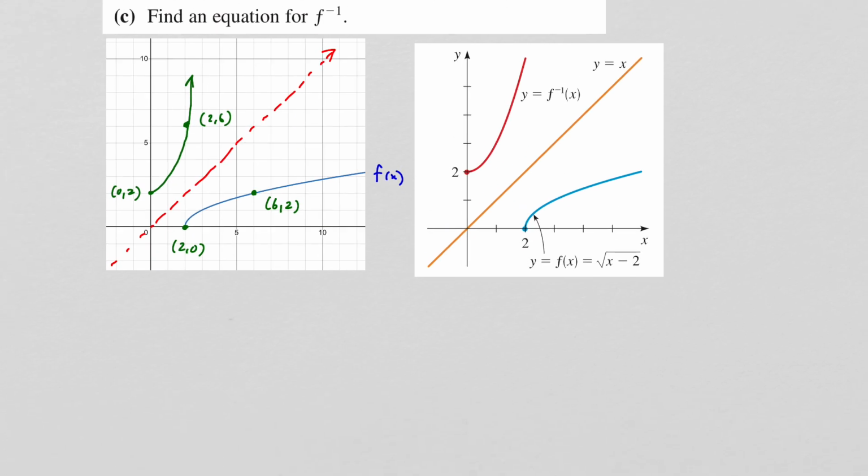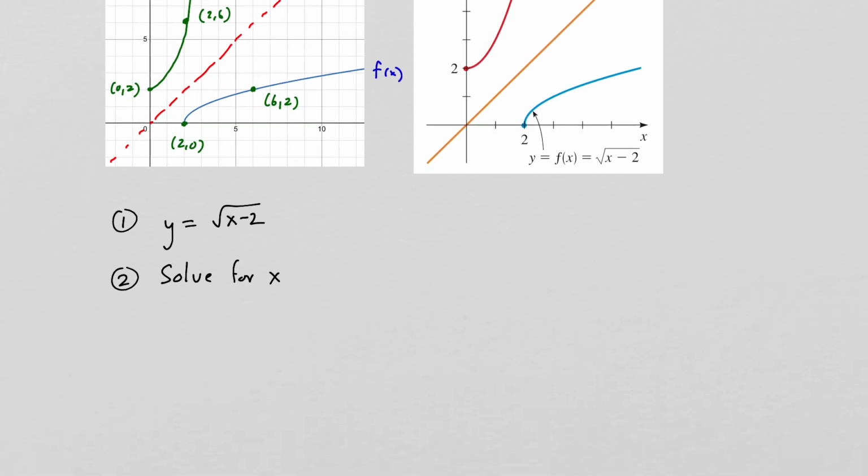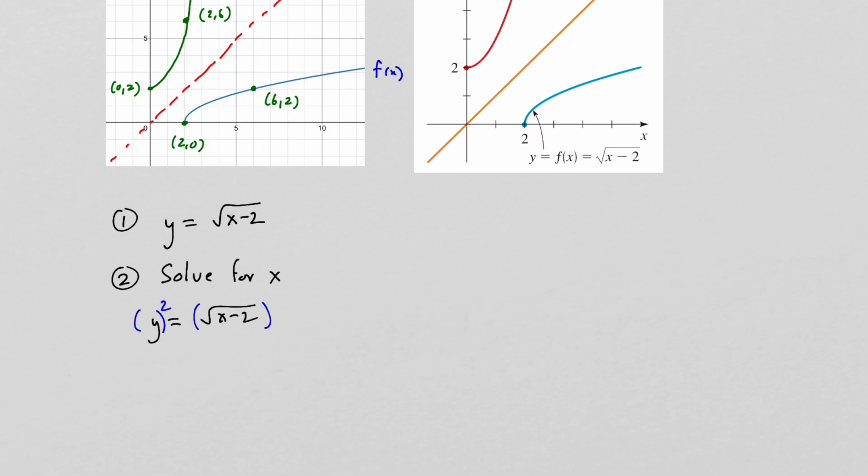So let's keep in mind the original equation was y equals the square root of x minus 2. So in step number 1, we're going to call this y instead of f of x, which is what I've already done here. And now in the second step, we're going to solve for x. So to solve for x, we're going to take this equation and we're going to square both sides. This is going to give us y squared is equal to x minus 2.